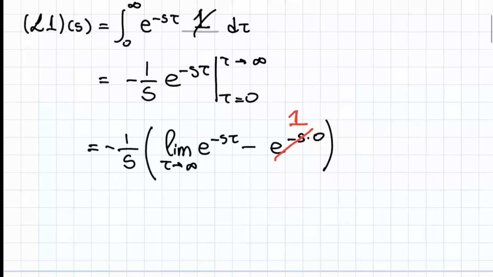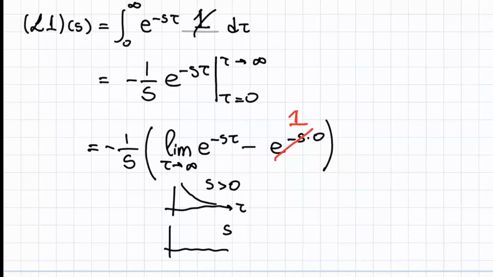And now the question is, what is this limit? If s were a real number and s were positive, then e to the minus s tau goes like this with respect to tau, and you see the limit is 0. If, on the other hand, s were a real number and it was negative, it would go like this, and it would go to infinity. And if s is 0, well, wait, s cannot be 0 because of this. So we won't even discuss this case.